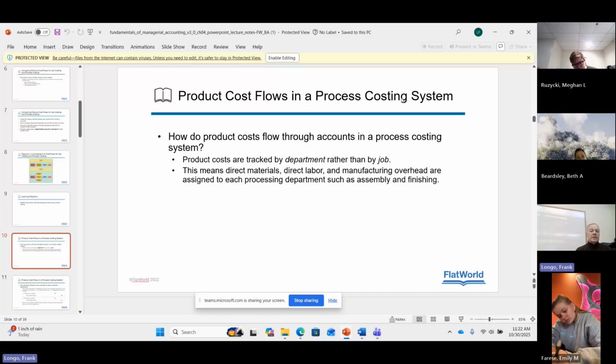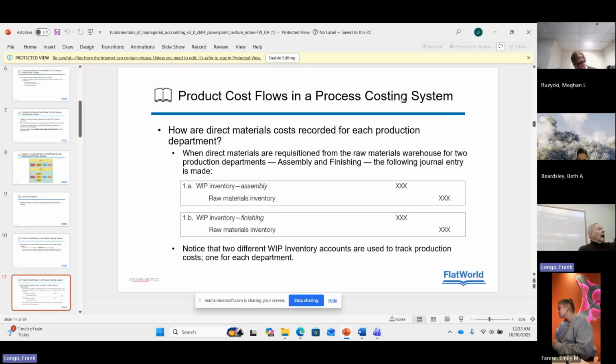So our costs flow through accounts in a process costing system. This is similar to what we just went through: when we say they flow through, raw materials, work in process, finished goods, that's the flow of cost. So it's the same for process versus job costing in that they flow through accounts. Why do we need separate accounts? It takes more time. It gives a way to better analyze cost.